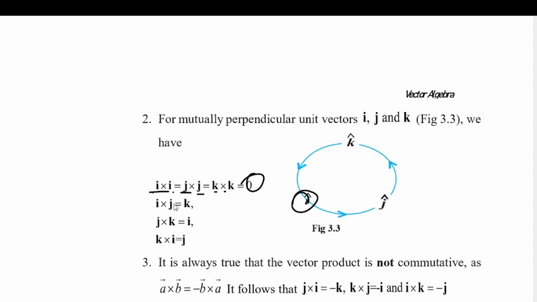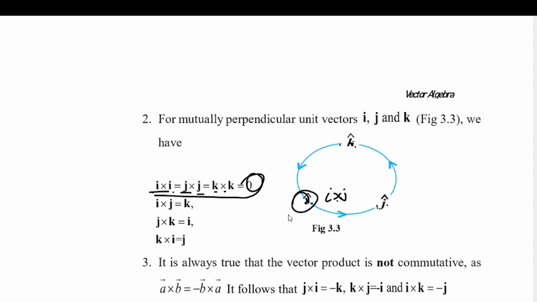so the reason why we are saying that this one is equal to 0 is that this is I cross J. So I cross J giving us K. And then J cross K. So J cross K also giving us what? I. Do you get it? I cross J giving us K. J cross K giving us I. And then K cross I also giving us J. And for that matter, it results to 0.